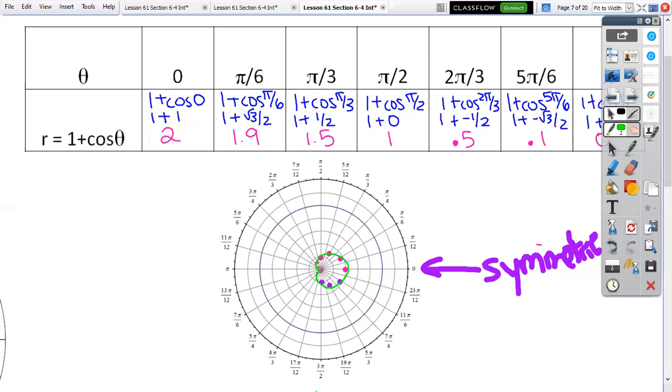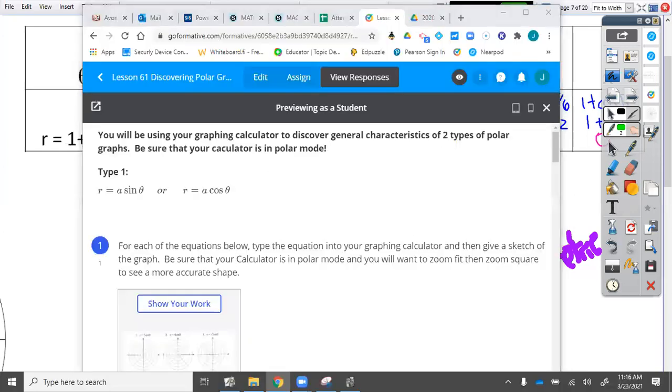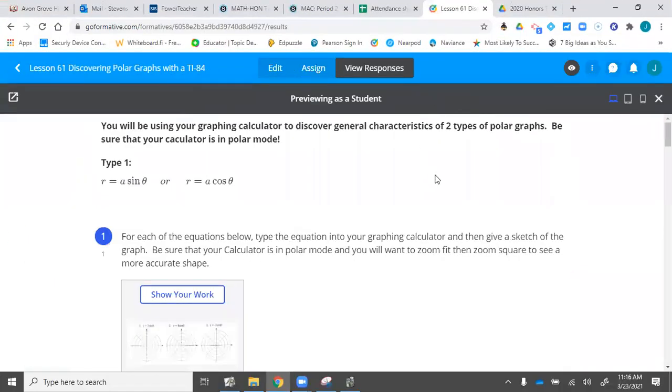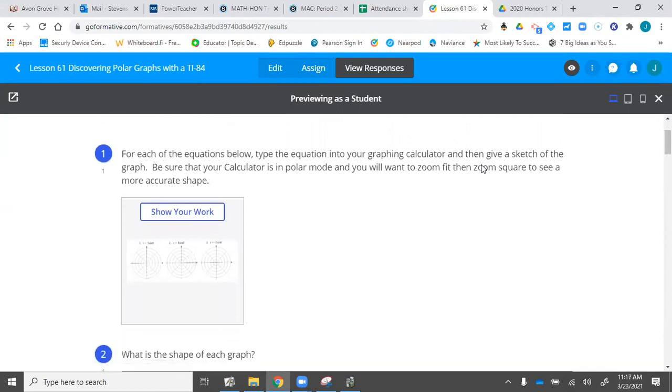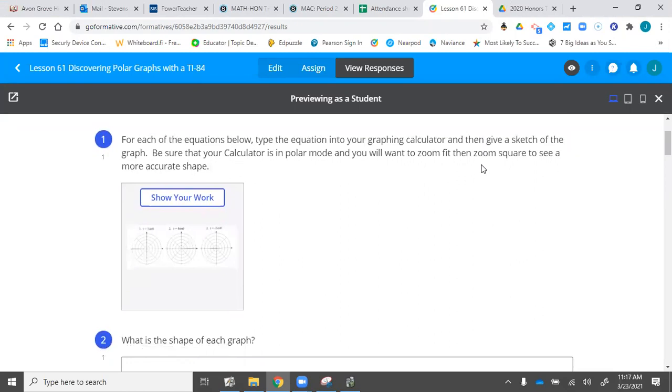So what you're going to be doing is you're going to be working in formative. And this is going to be all with your calculator. I'm going to ask you not to make any charts. I don't want this to be super tedious. I want this to be your calculator being really nice to you. All right, so you're going to see here, it says you will be using your calculator to discover general characteristics of 2 types of polar graphs, right? We're going to work with 2 types. Here's the first one. R is A sine theta or R is A cosine theta. And here's the general idea, and then I'll stop talking to you or at you. You can feel free to talk to me.